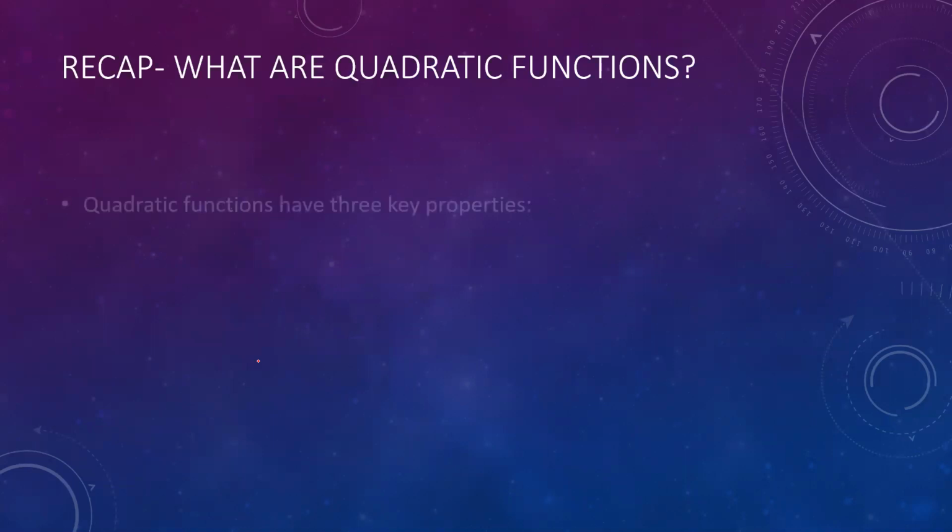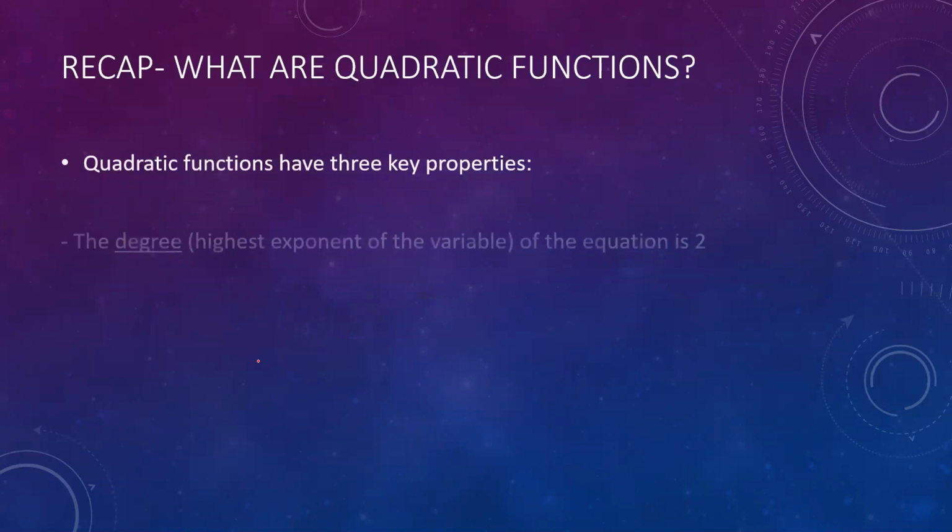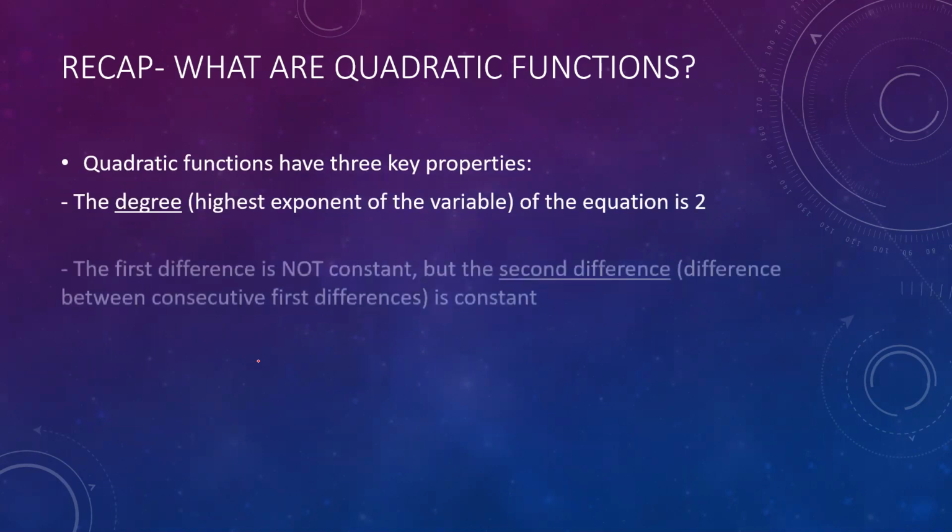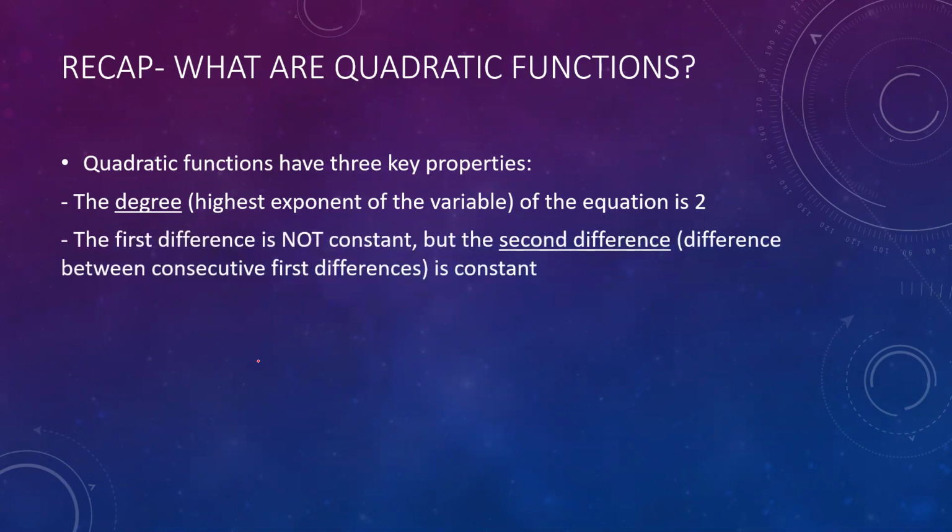So just a quick recap here. What are quadratic functions? Quadratic functions have three key properties. The degree, or the highest exponent of the variable, is 2. We also know that the first difference is not going to be constant, but the second difference, which is the difference between consecutive first differences, is going to be constant. What I mean by constant is basically the same. So all the second differences are going to be the same. Keep in mind the first differences are not the same, but the second differences are the same. That is what sets quadratic functions apart from other types of functions, such as linear functions.